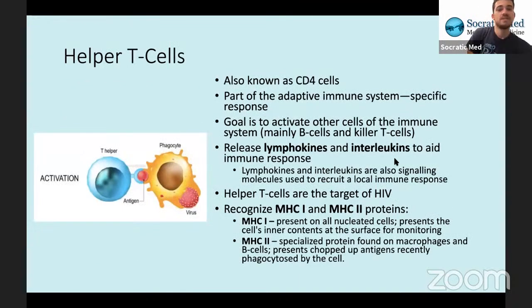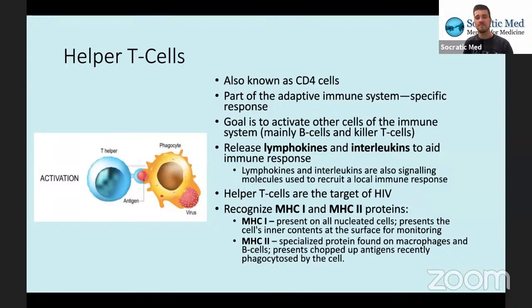So moving on to the T cells, we have two. The first of the two we're going to talk about are helper T cells, and these are also known as CD4 cells or CD4 plus cells. They're part of the adaptive immune system. They have a specific response. And helper T cells are super important. They are also sort of like a surveillance system. Their goal is to activate other cells of the immune system.